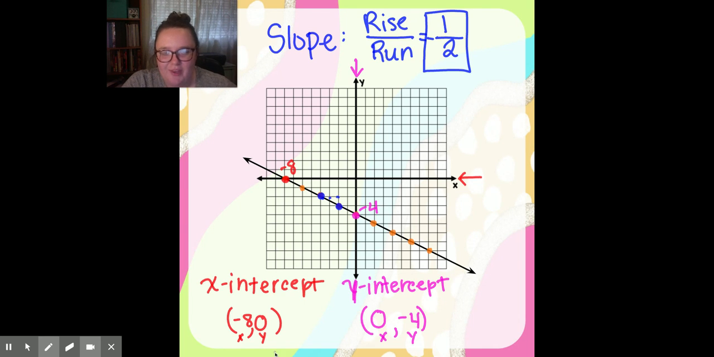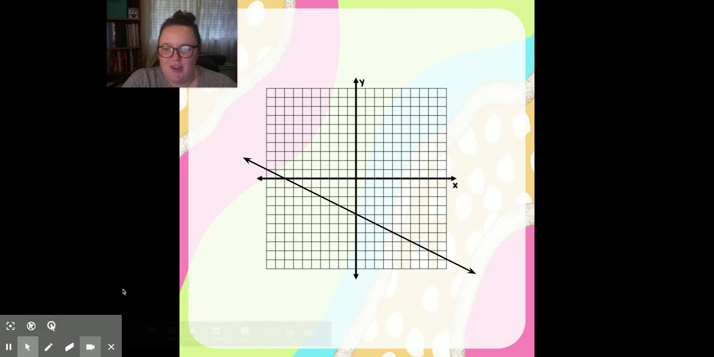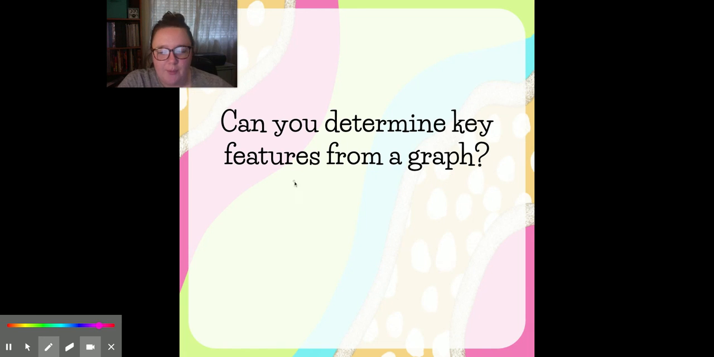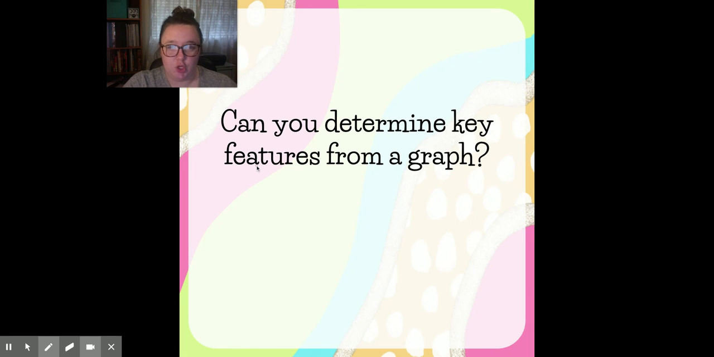That was the 3 key features that we were determining. I labeled them on my graph and I used my graph to determine those key features. So again, I'm bringing us back to this question, can you determine those key features from a graph? So if I pulled up any graph right now, could you tell me what the slope is, the x-intercept, and the y-intercept? If you are a yes to that, then you are good to go and probably ready to move on to your assignment. If not, you might want to rewatch this video and send a message to your teacher and ask some specific questions, okay?